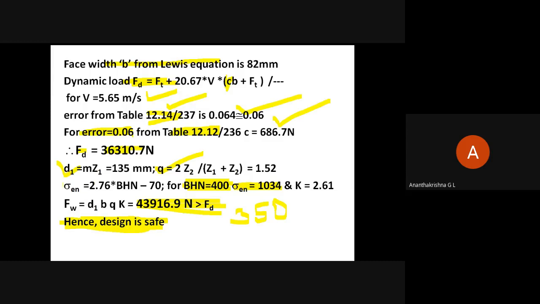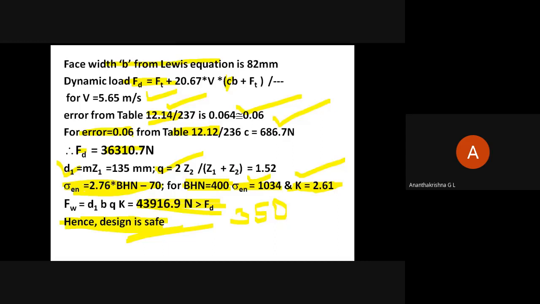Then we need to consider fatigue or endurance also. So this is the equation. Initially assume some value of BHN somewhere around 250 or 300. Then get the value of endurance. Then go to the equation for calculating K, and then see that FW is greater than FD for the design to be safe. Did you get the clarity now as to how to go about it?